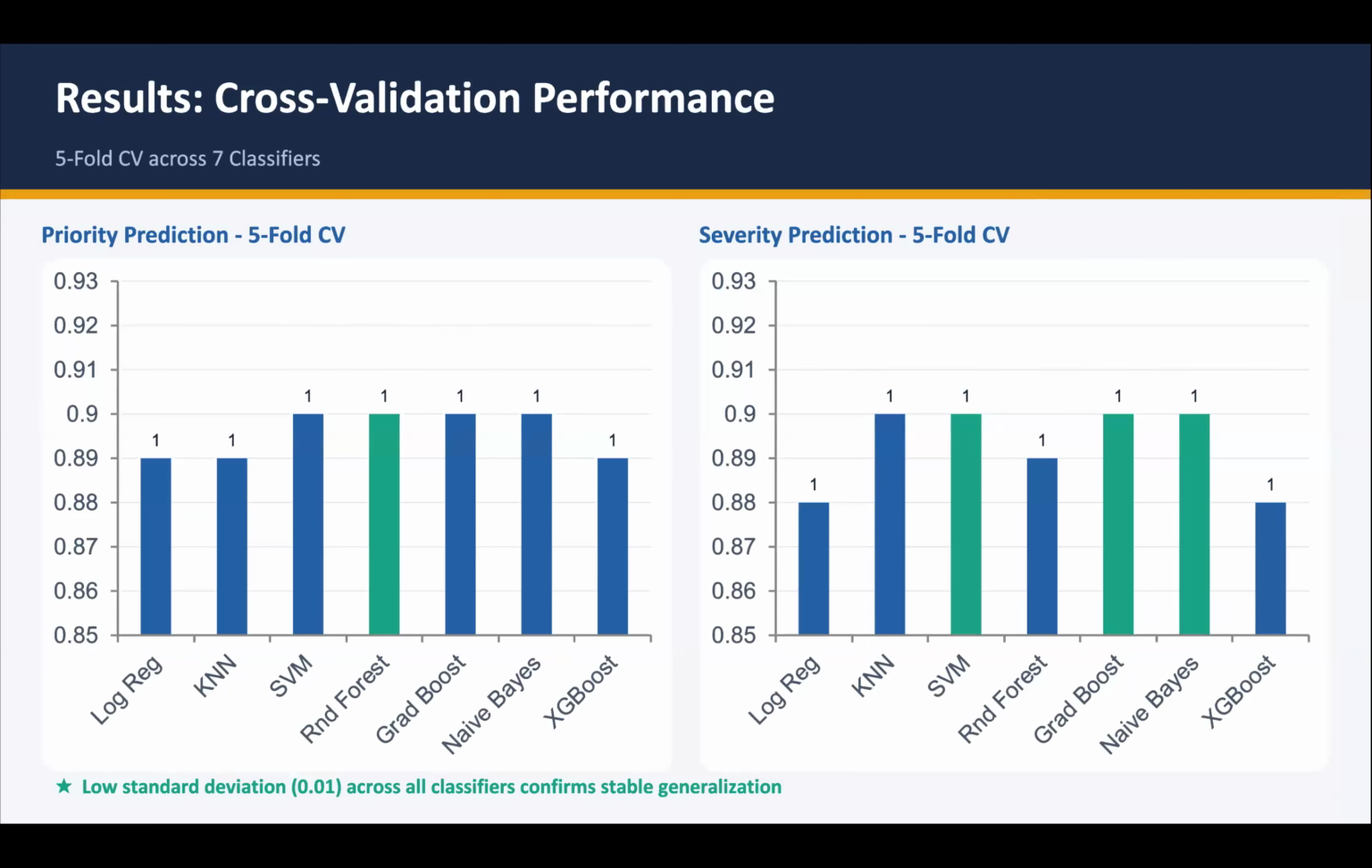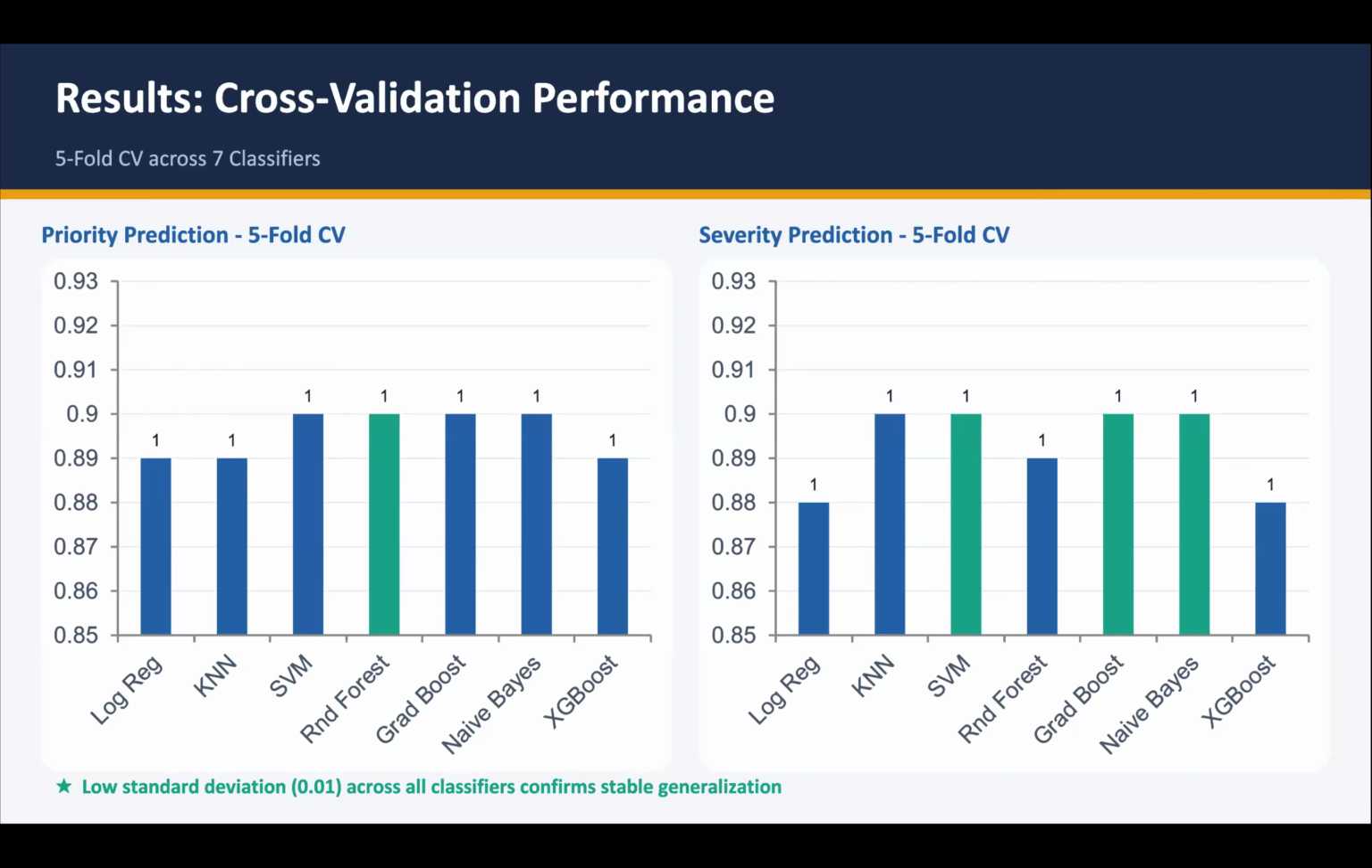Cross-validation performance. We evaluated 7 classifiers using 5-fold cross-validation: logistic regression, KNN, SVM, random forest, gradient boosting, naive Bayes, and XGBoost. The results were strong across the board. For priority prediction, SVM, random forest, gradient boosting, and naive Bayes all achieved a mean accuracy of 90%. For severity, SVM, gradient boosting, and naive Bayes reached 90% as well. But what I find most compelling is the standard deviation. It's just 0.01 across all classifiers and all folds. That tells us the framework is genuinely stable and the model generalizes well.